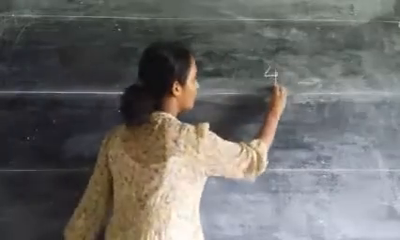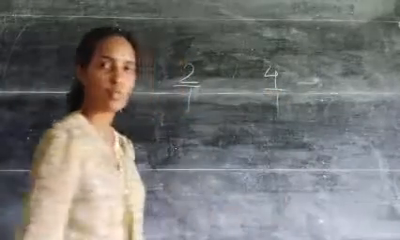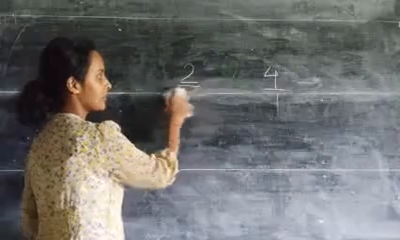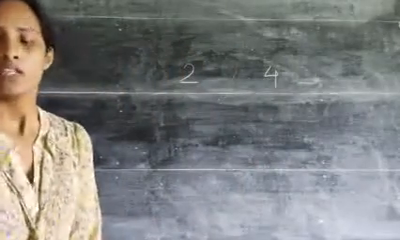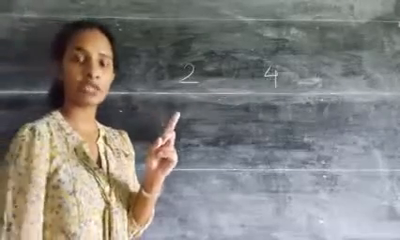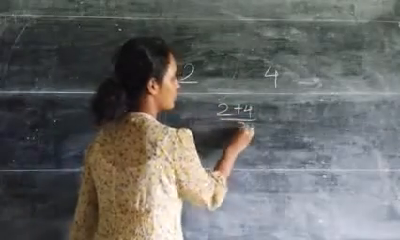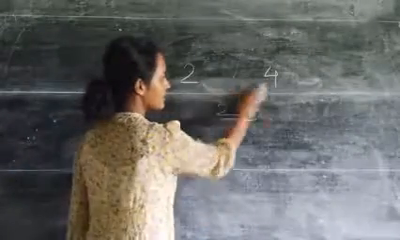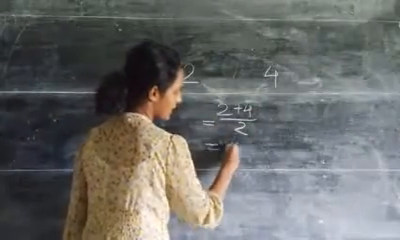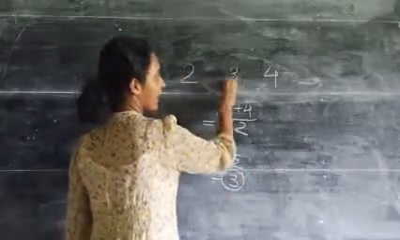2 and 4. Are these rational numbers? Yes, 2 is a rational number because it can be written as 2 by 1, right? 4 is a rational number, it can be written as 4 by 1. So both can be written as P by Q, which means both are rational numbers. So can I find one rational number between these two numbers? Yes, I can. How do I find it? 2 plus 4 by 2. Add the two numbers and divide by 2. 2 plus 4 is 6 by 2, which is 3. I got 3, and 3 is another rational number.